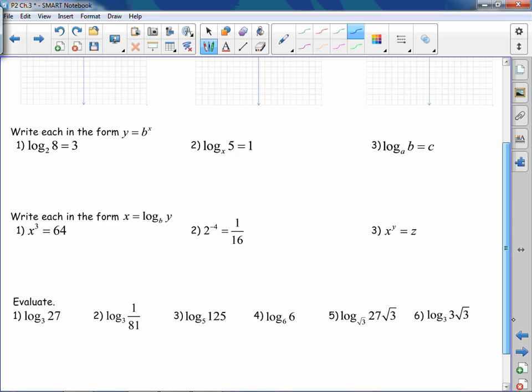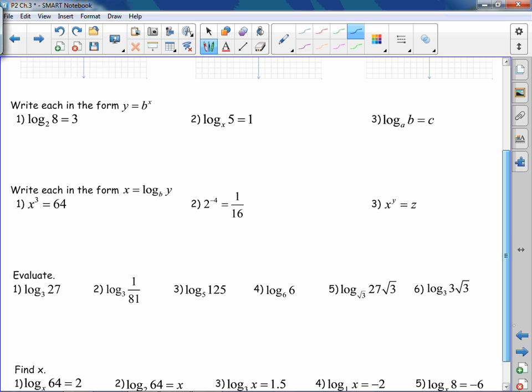Okay, now we're going to talk about logarithmic form. This is the switchy stuff. Well, I call it switchy stuff. Write each in the form y equals b to the x. So the first one we have log base 2 of 8 equals 3.